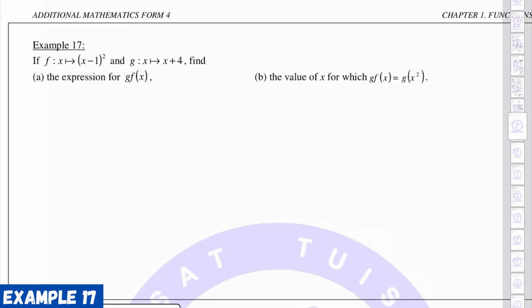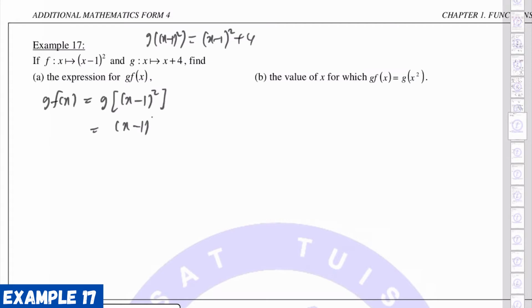Okay, self-test 17. So here you're finding the expression for g(f(x)). Now, what is g(f(x))? g(f(x)) means we put f(x) inside g(x). Okay, my f(x) is (x minus 1) squared. Remember g(x) is x plus 4. If I put (x minus 1) squared here, I don't write an extra bracket, so I just leave it like this. So this is (x minus 1) squared plus 4. You don't put another bracket, just write in this form.